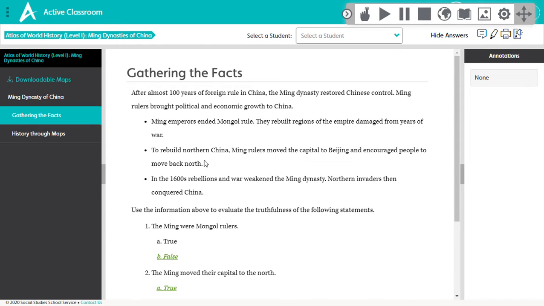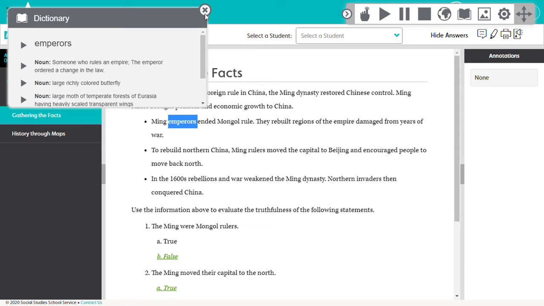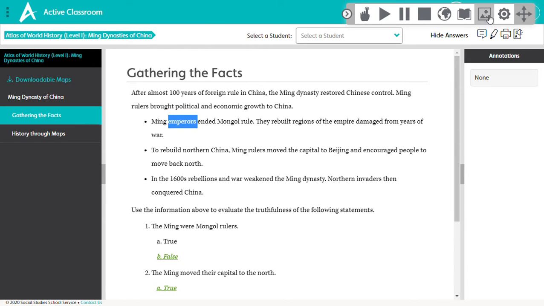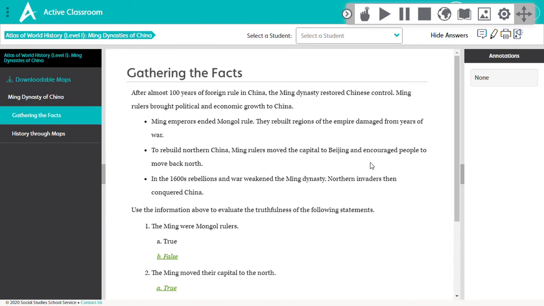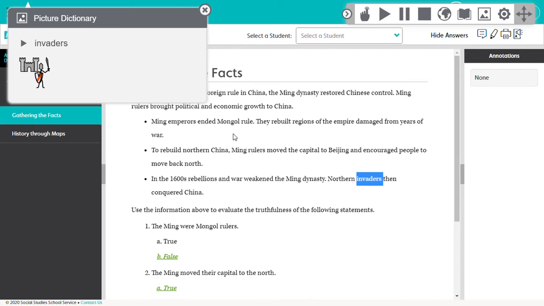Let's say you didn't remember the word emperors. Well, you can get a regular dictionary definition, but if you click on the picture button, it's going to give you a picture, and also it'll read it to you, Emperors, of what an emperor might look like. Let's say we didn't know what invaders were. If we click on picture, now we have an example of a guy who looks like he's going in to attack a castle.